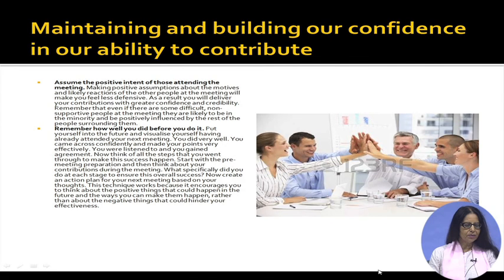So, make positive assumptions about the motives and the likely reactions of other people at the meeting. If you do that, it will make you less defensive. As a result, you will deliver your contributions with greater confidence and credibility. Remember that even if there are some difficult non-supportive people at the meeting, they are likely to be in the minority and be positively influenced by the rest of the people surrounding them.